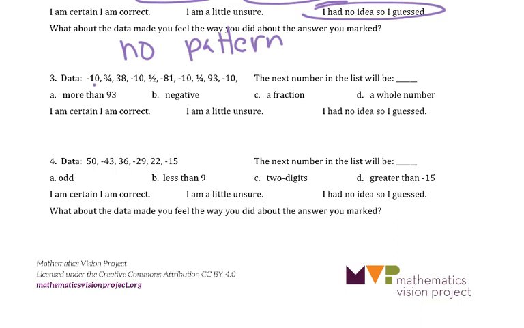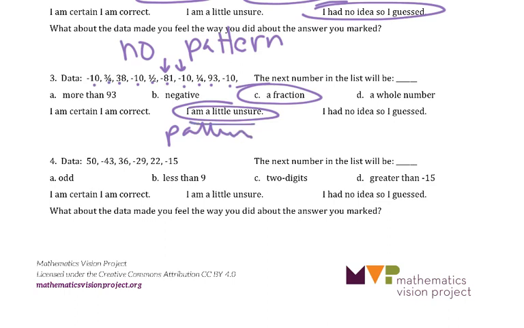Okay, 3, negative, then 3/4, 38, negative, 1/2, negative, negative, 1/4, positive, negative. So the next number, looking at this pattern, it looks like after a negative number, we generally have a fraction. Probably be a little unsure because this was negative, 2 negatives in a row. But that pattern would tell me probably that's a pretty good idea.